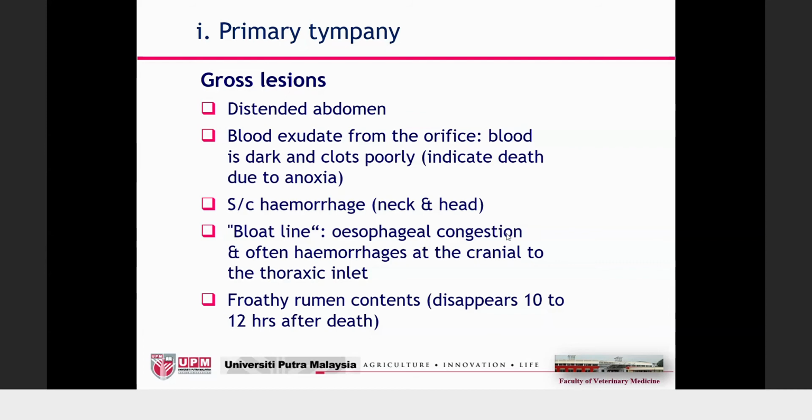Bloat or tympany is suggested by the presence of a blood line, hemorrhage, or blood exudate. And this is not, for example, a result of post-mortem change, or even, sometimes, when you look at animals struck by thunderstorm. Many animals will die off together, and you can see the abdomen also distended, but that is not due to tympany. That is due to, of course, death and decomposition of the animals, leading to distention of the abdominal cavity.